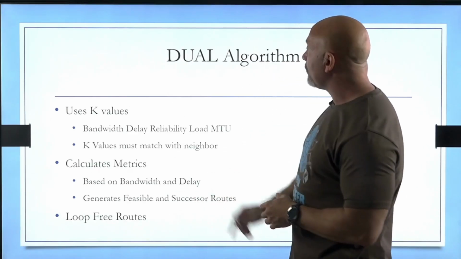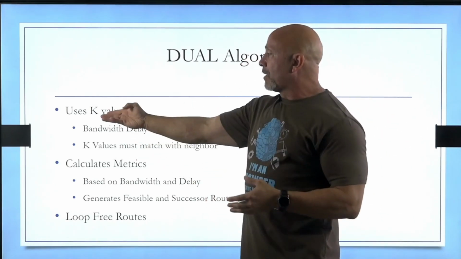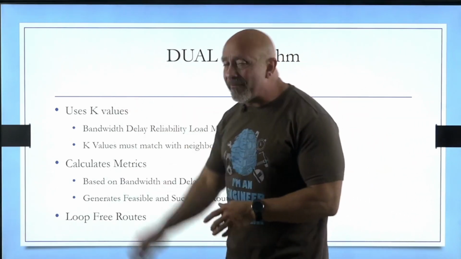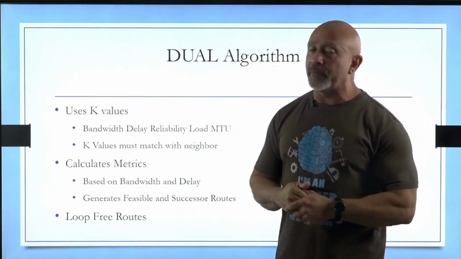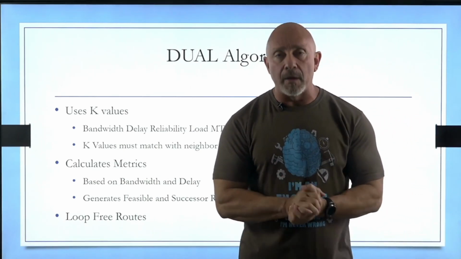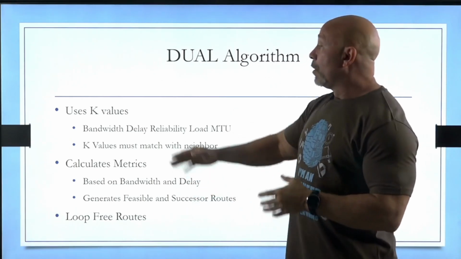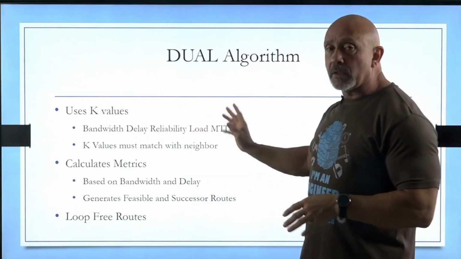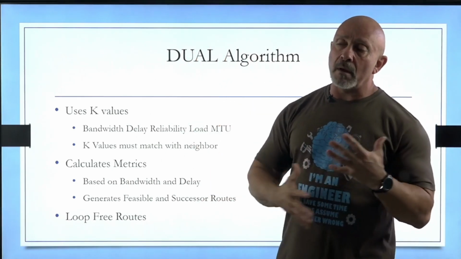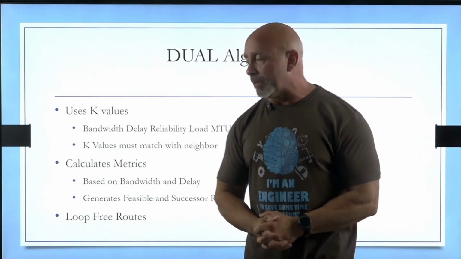All right. The DUAL algorithm. Now, when we get into the DUAL algorithm, you see it says here we use K values and it calculates metrics. Now, the K values are right there. You can read them for yourself. They must be the same on the routers. Meaning your bandwidth, your delay, your reliability, your load. And MTU is a toss-up, because it all depends on the packets that you're sending back and forth. There's a debate if MTU really falls in there.